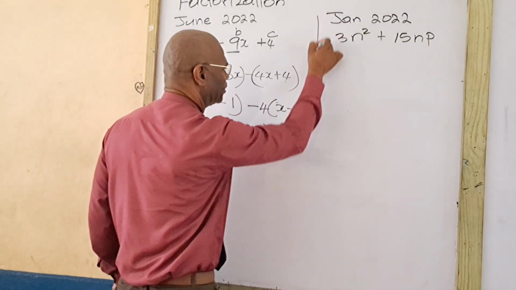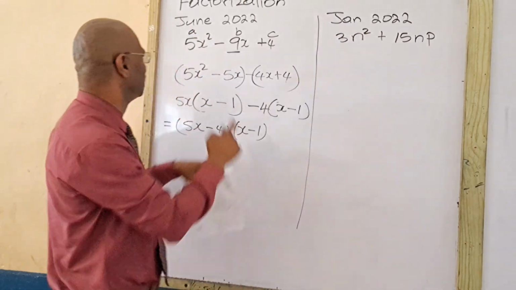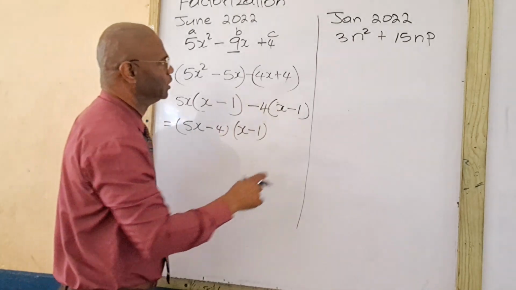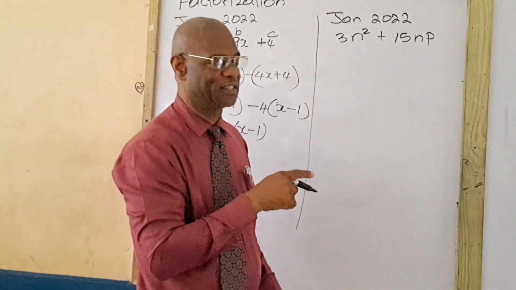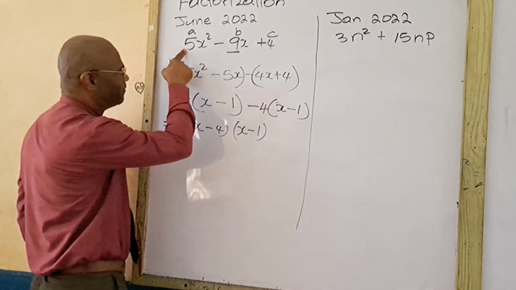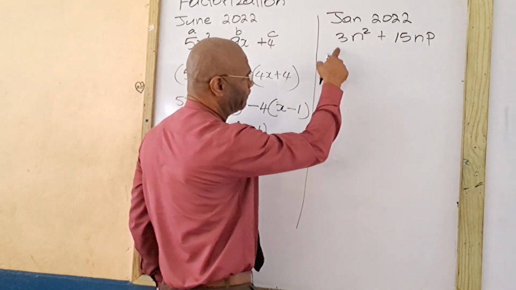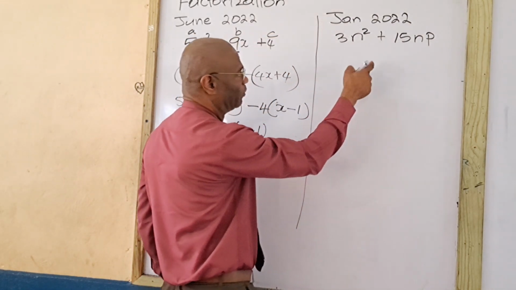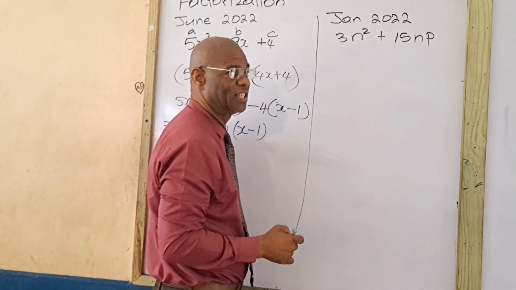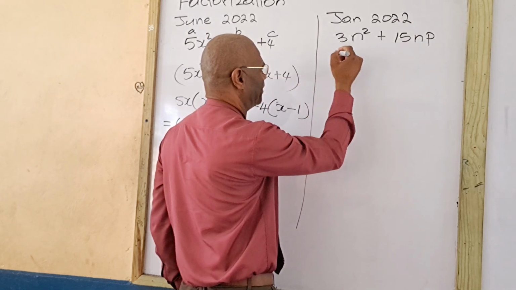Now let's hop over to this one. And this is January 2022, so this was the June 2022, this is January 2022. Now notice the difference. In this case, we have 3n squared, so this is a quadratic expression. And look at it, notice the difference between this one. So for this, we are going to use the highest common factor. So we are factorizing by using HCF.